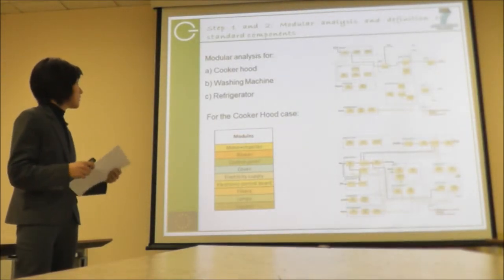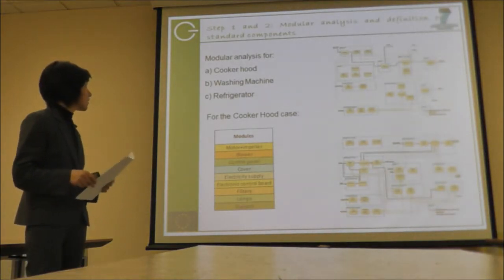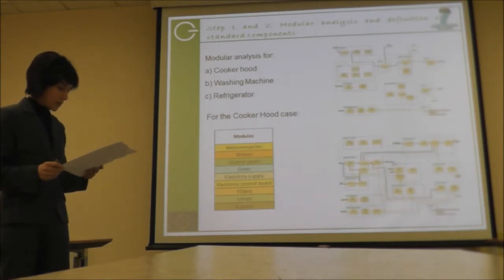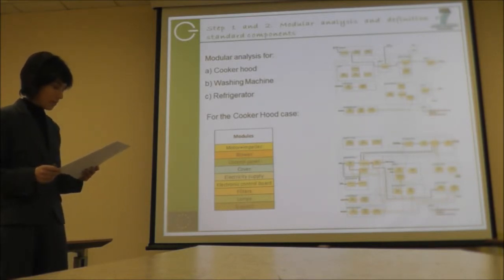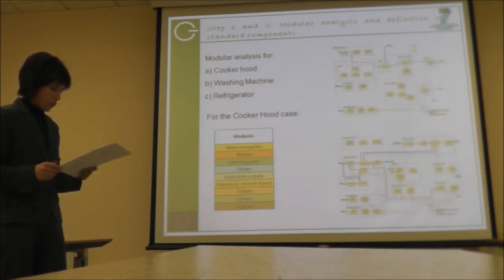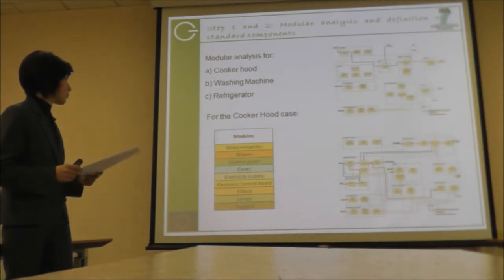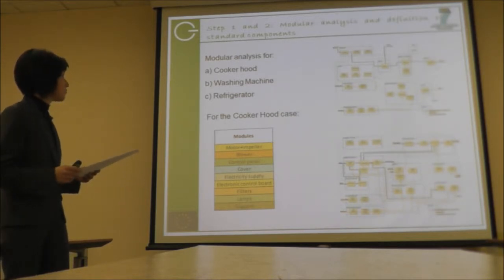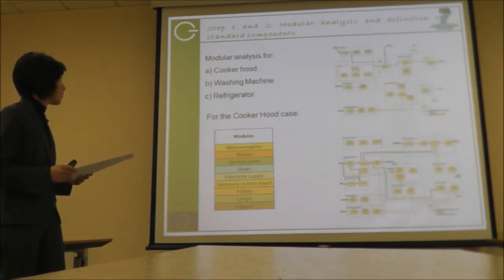The first step was the modular analysis for 3 household appliances: the cooker, the washing machine, and the refrigerator. The objective of this modular analysis is to describe each product through a schematic structure in order to define a list of standard components for each of these products. In particular, we have identified standard components for cooker, washing machine, and refrigerator.